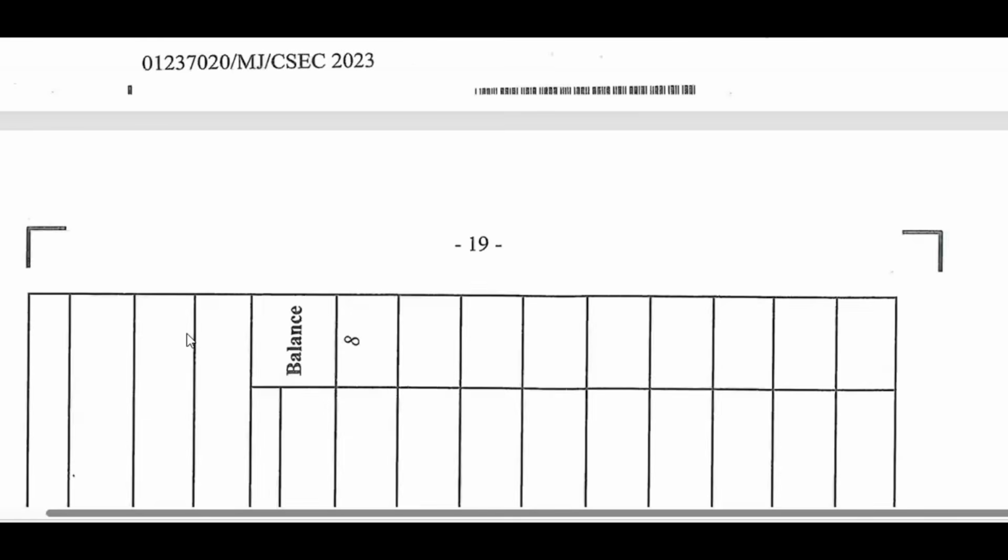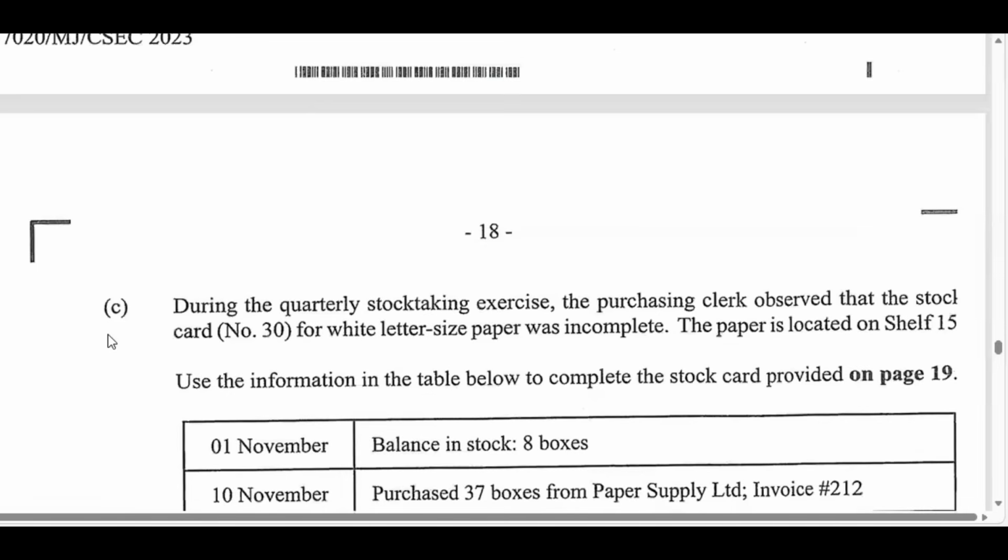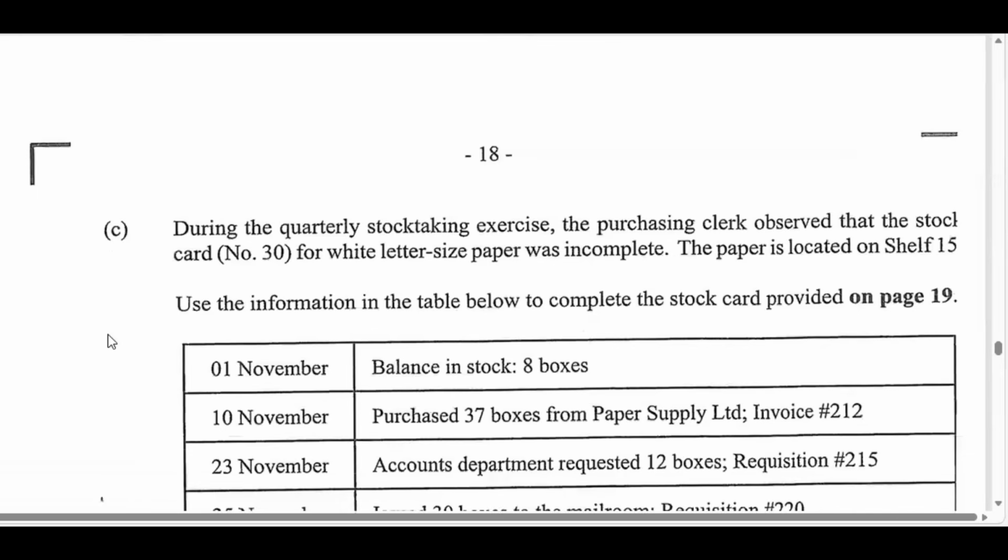See what the other question brings for us. Okay. During the quarterly stock-taking exercise, the purchasing clerk observed that the stock card number 30 for white letter-size paper was incomplete. The paper is located on shelf 15. Use the information on the table below to complete the stock card provided on page 19.